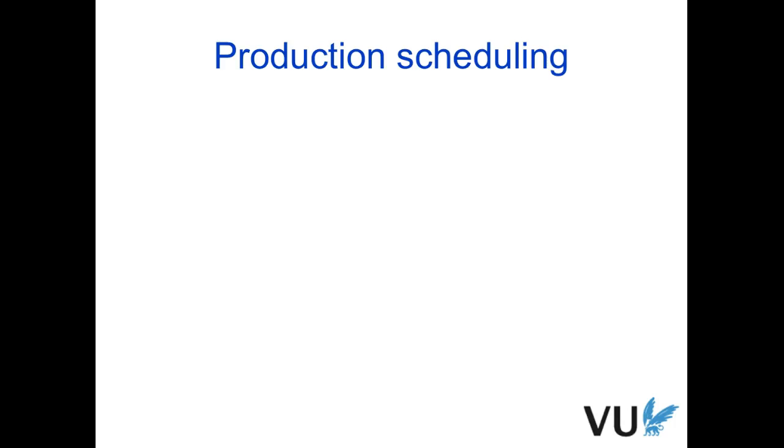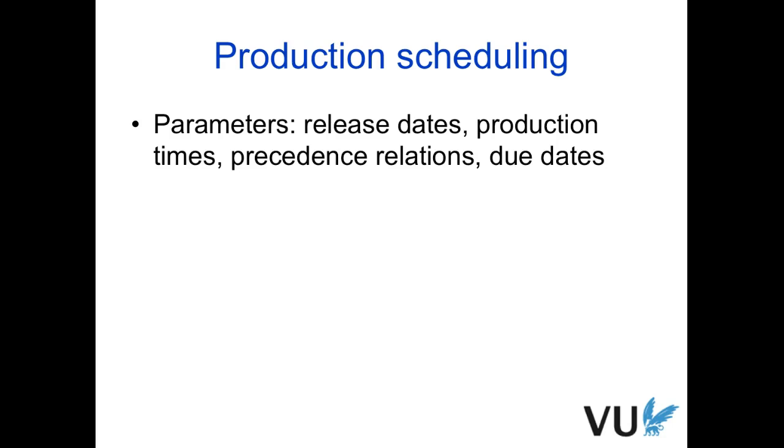Hello, in this clip I want to talk about production scheduling and machine scheduling. So let's first talk about production scheduling. What is production scheduling? Production scheduling is the task when you have a number of jobs, in which order to put them on one or more machines.